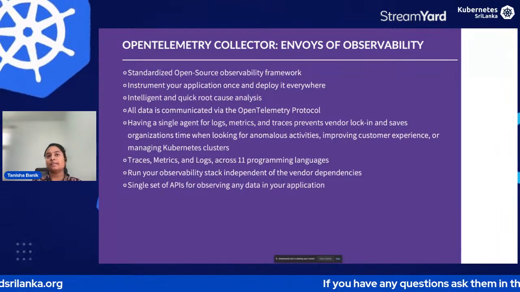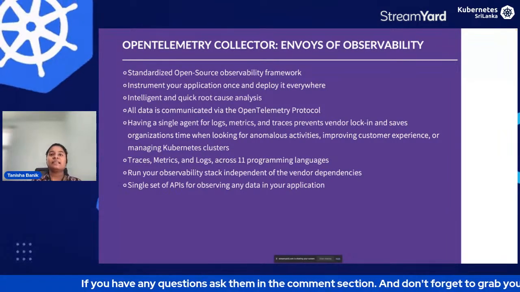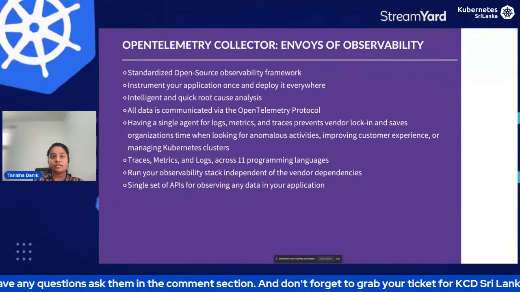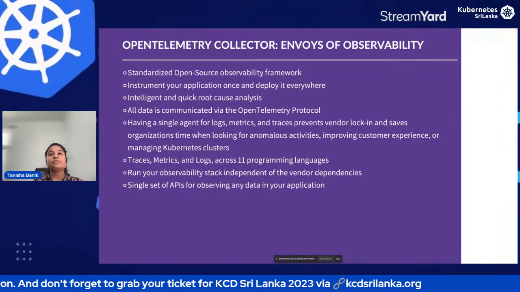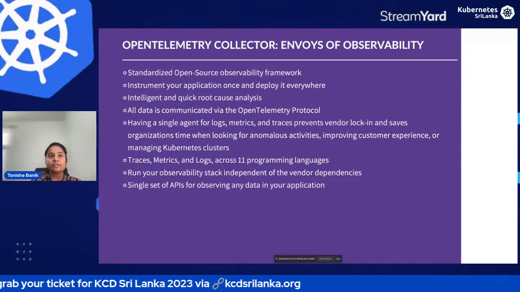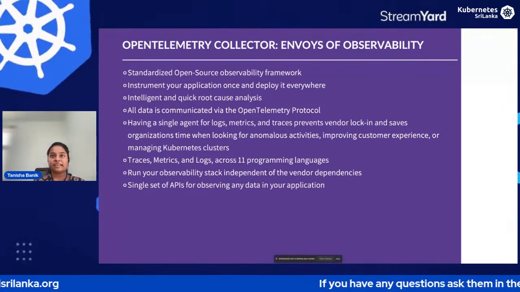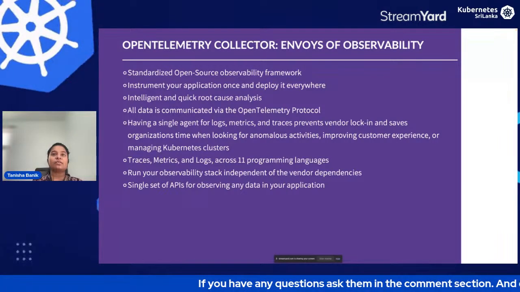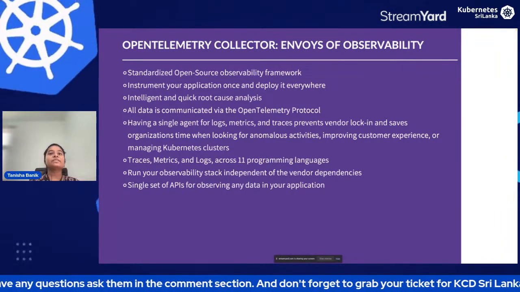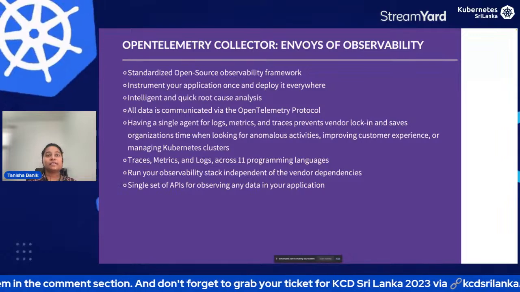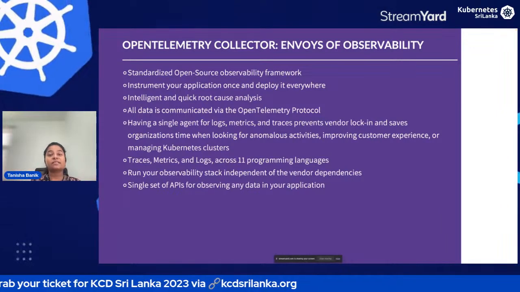Having a single agent for logs, metrics, and traces prevents vendor lock-in and saves organizations time. So what this means is, let's say you were using Prometheus or any other tool and you want to make some change, or let's say you want to call the APIs of those tools, right? You need to again depend on that particular product to make changes or to call that API from your application. What OpenTelemetry Collector does is it helps you to collect all the metrics, irrespective of which vendor it is, or traces or logs, right? So whenever you are collecting data through OpenTelemetry Collector, you just need to see what your individual external tools are doing.